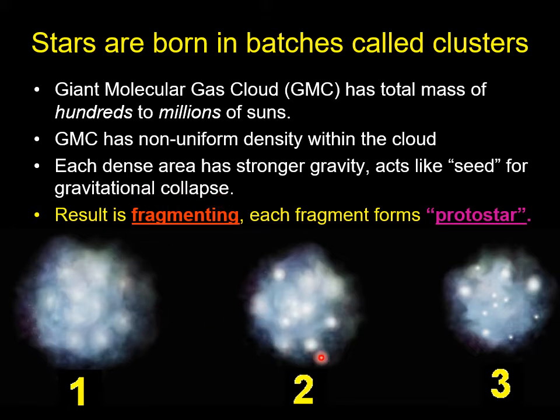So the result is that each of these little pockets of dense gas and dust is starting to contract and pull in more gas and dust and fragmenting into pieces. So the result is fragmentation, and each of these fragments within this giant molecular gas cloud is going to form a protostar, which will eventually become a star. So you can kind of see how it goes in stages here. These thicker regions in the gas cloud actually become stars.